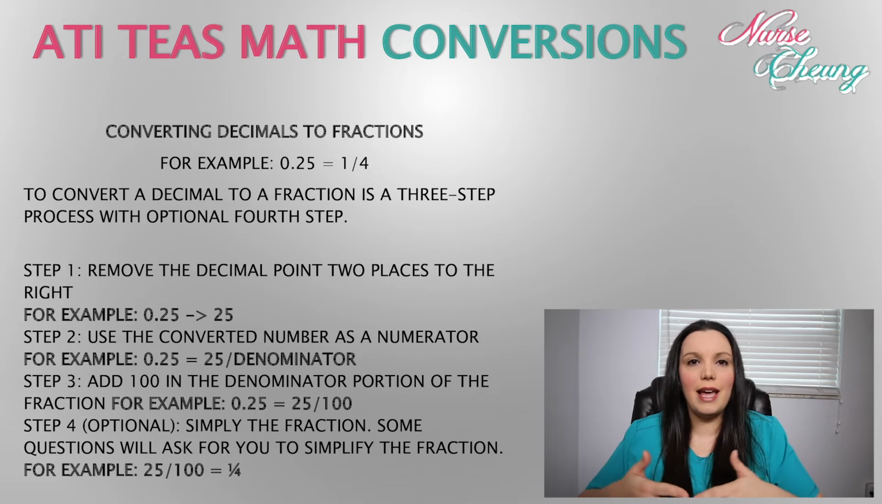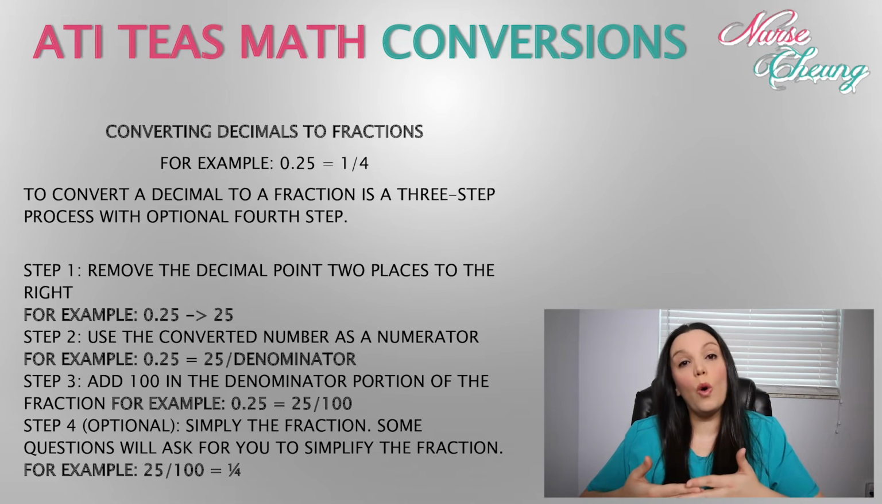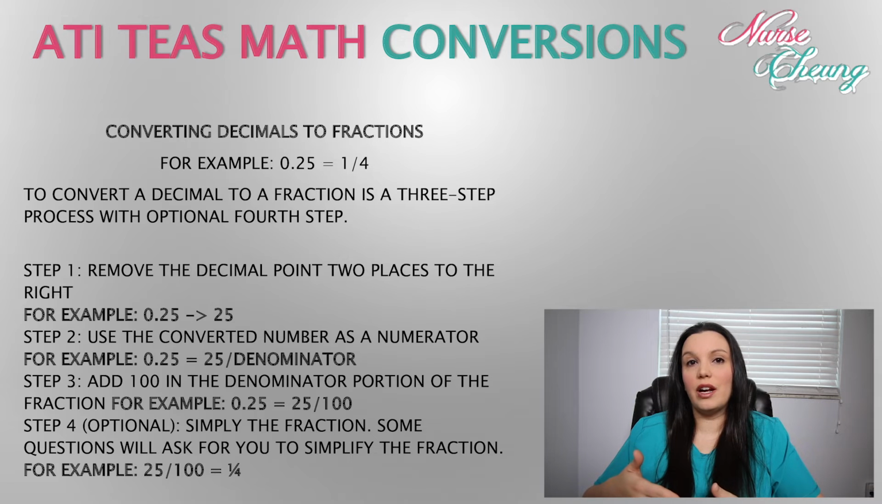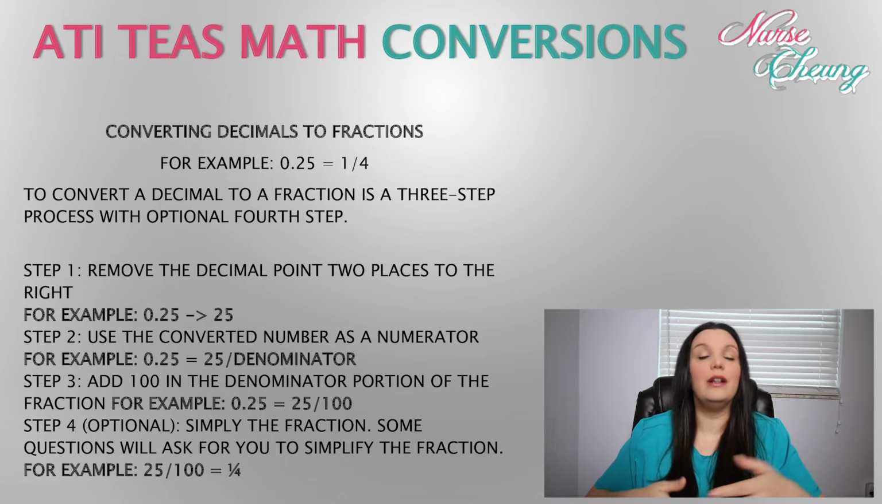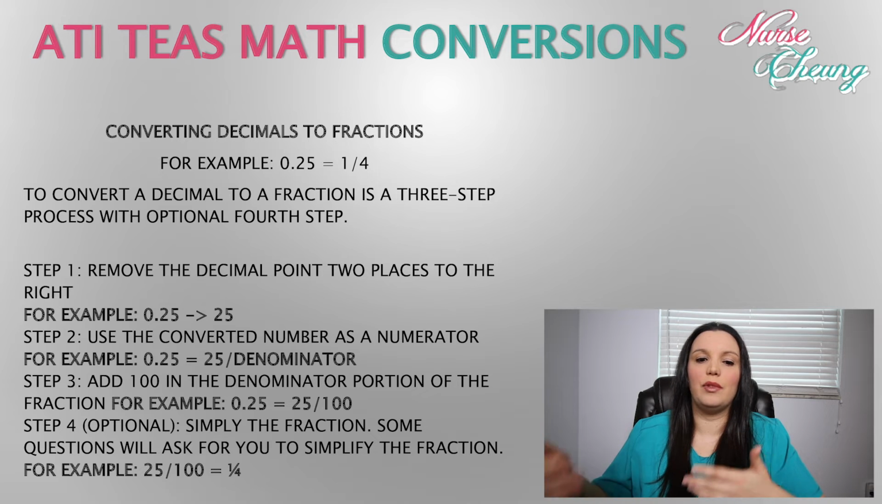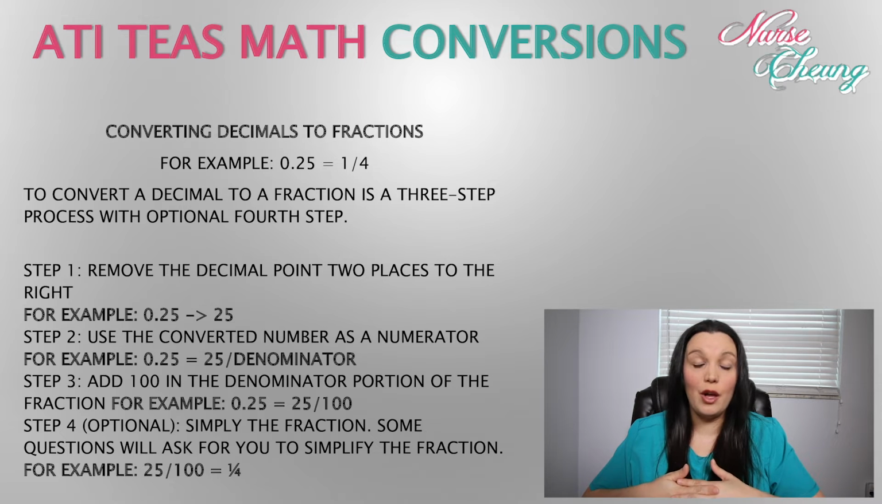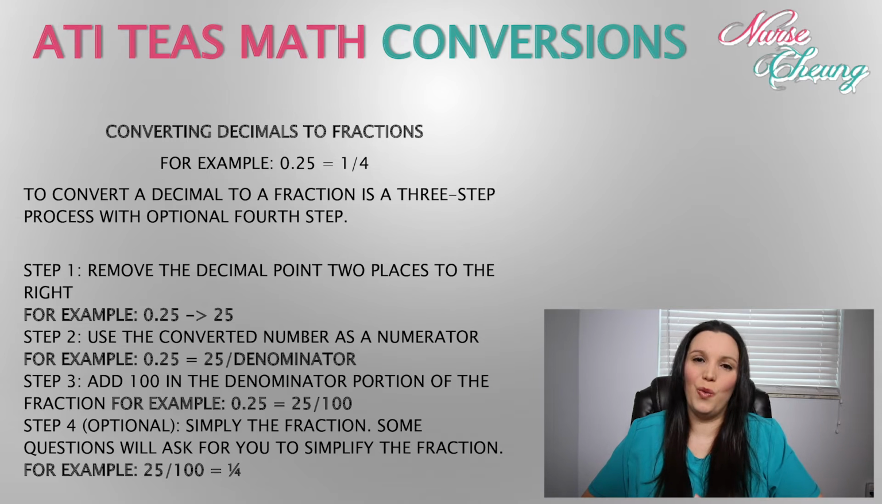However, the ATI TEAS may ask you to simplify the expression, or you may look at your answers on the ATI TEAS after you found your fraction from your decimal, and it might not match up to the answers. That's because you have to simplify the expression. So you're going to divide 25 into 100, and that equals 1/4. So your answer will either be 25 over 100 or 1/4.